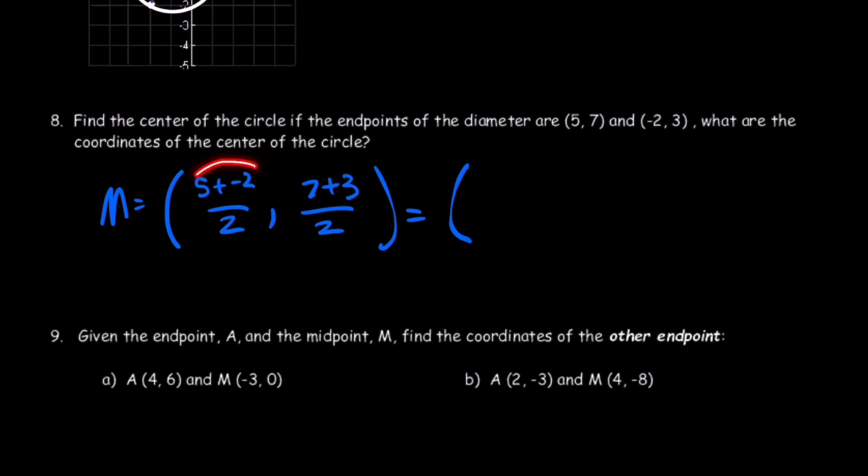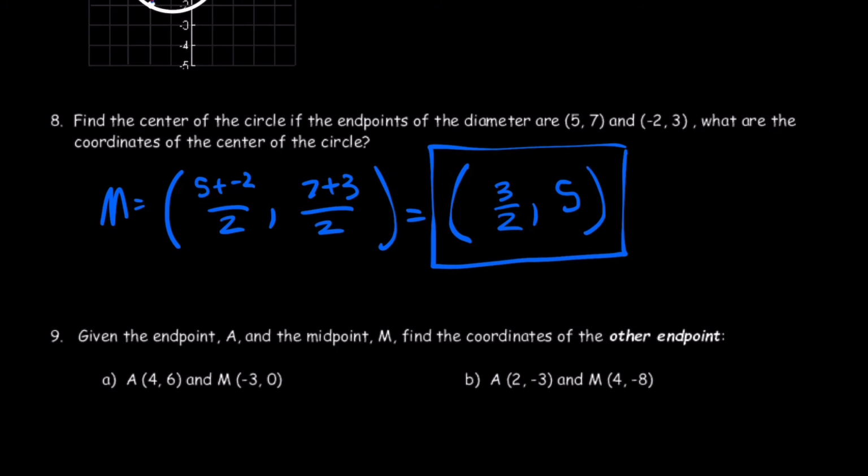All right, so this here gives me 3. That's an odd number. I will just leave that 3 over 2. And this gives me a 10. 10 divided by 2 is 5. And there's the midpoint. I don't need to sketch it. I use my formula. I know that's correct.